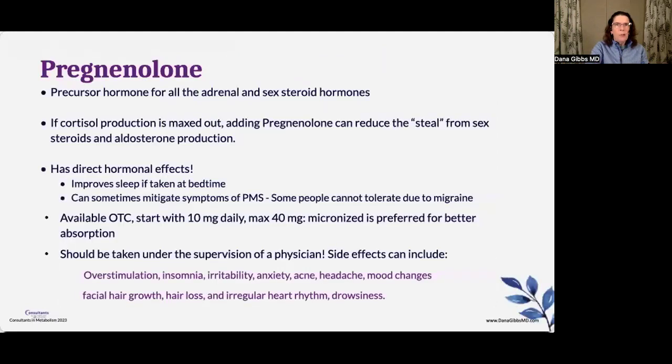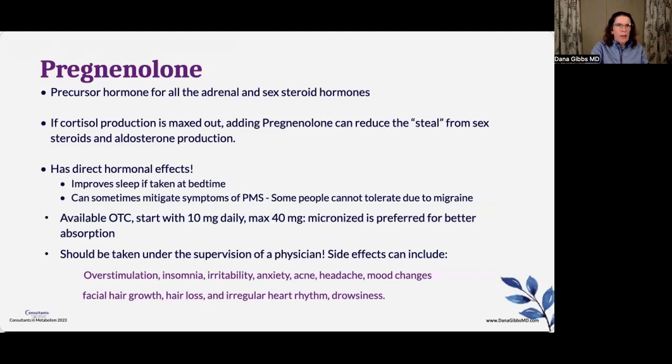The next one is pregnenolone, and I do want to mention this in a little bit more detail as well. So remember back when we said that steroid hormones are made from cholesterol. So if you think of it as an assembly line, the hormone cascade that makes all these different hormones, one step down the assembly line from cholesterol is something called pregnenolone.